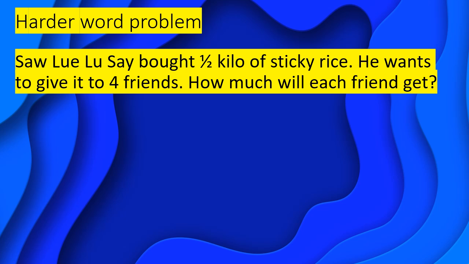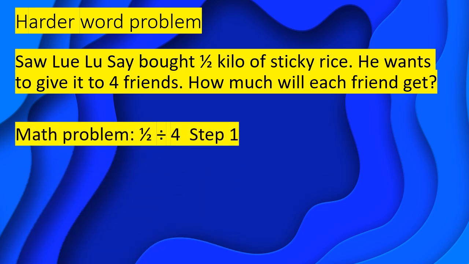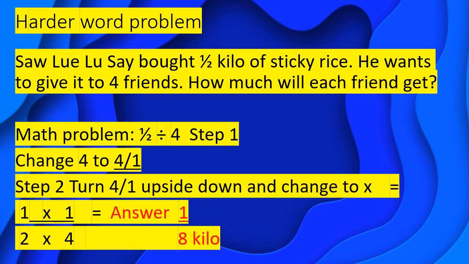So what are we going to do? Are we going to add or minus or multiply or divide? Well, it's about sharing. So usually that means it's divide. So the math problem is half a kilo, divided by 4 friends. Okay, step 1, we change the 4 into 4 by 1. And step 2, we turn the 4 by 1 upside down and change the sign from divide to multiply. So we end up with 1 by 2 times 1 by 4.